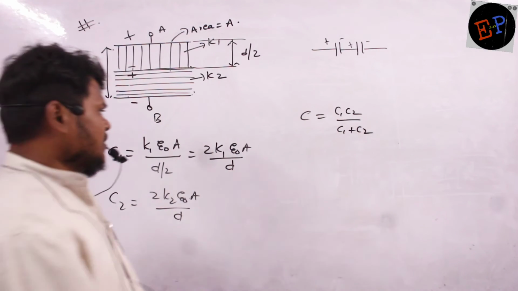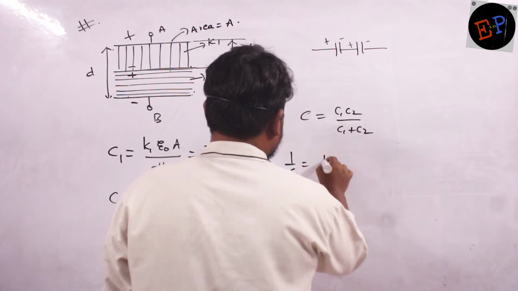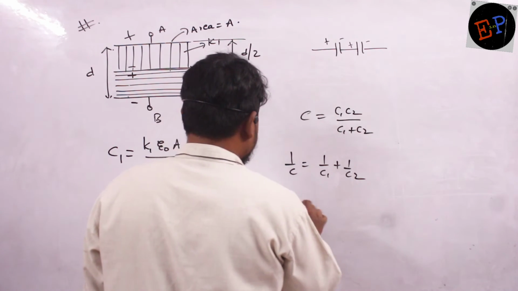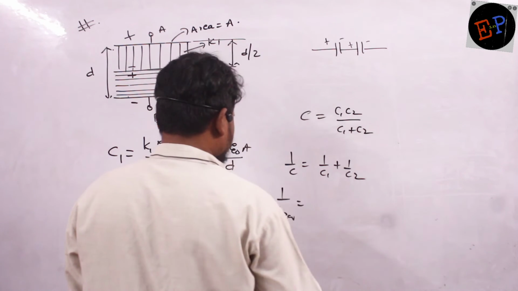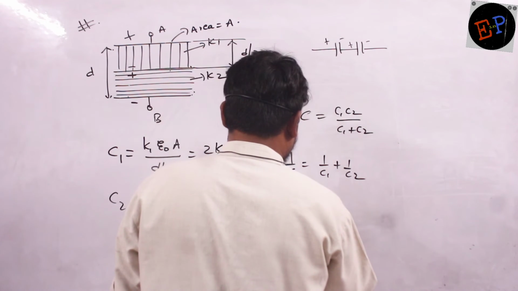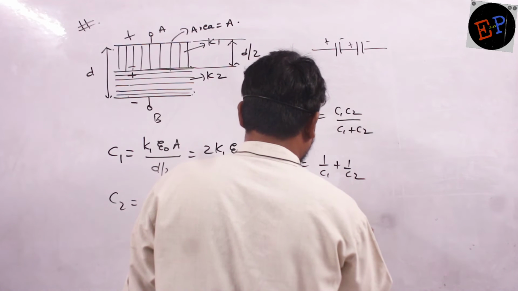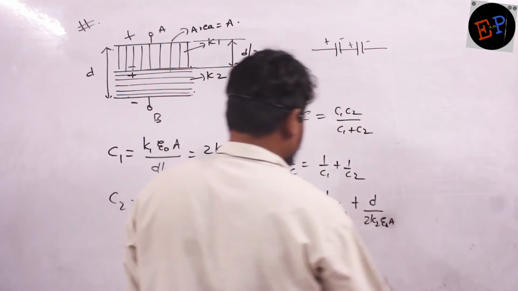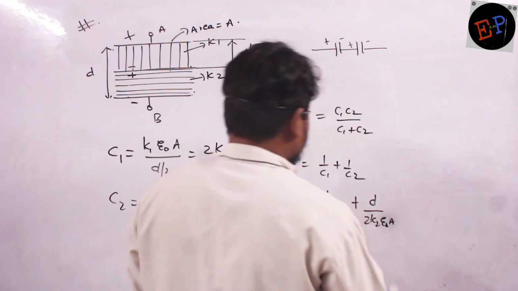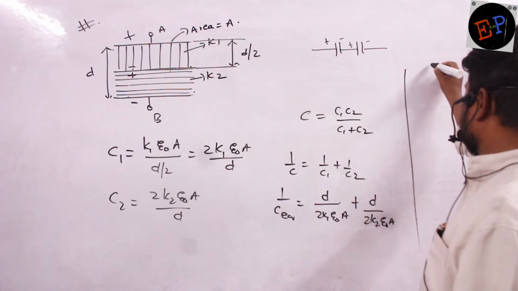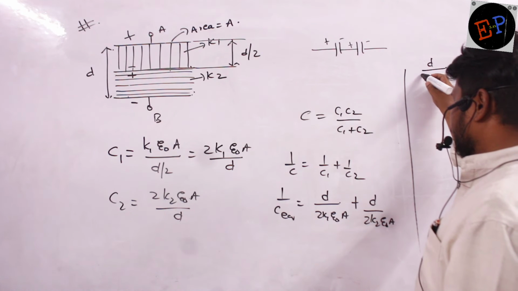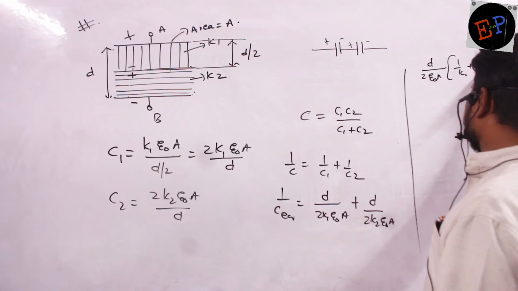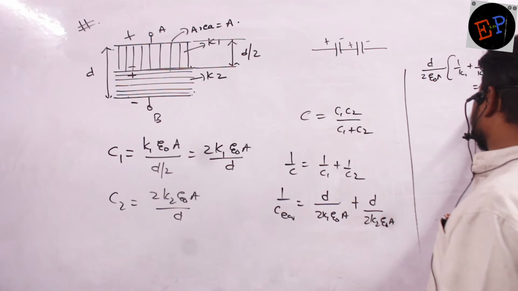That's all. Or you can do one thing. 1/C equals 1/C1 plus 1/C2. So 1/C equivalent equals 1/C1, which is d divided by 2 K1 epsilon naught A, plus d divided by 2 K2 epsilon naught A. Is there anything which I can take common? So d divided by 2 epsilon naught A, if I take common, then it is 1/K1 plus 1/K2. So this equals 1/C equivalent.